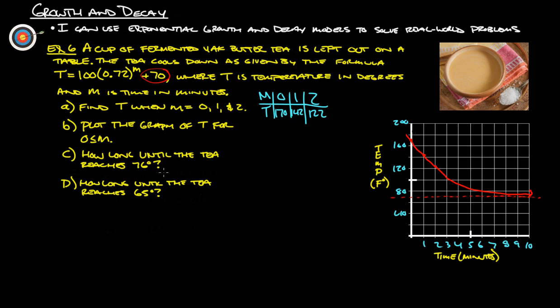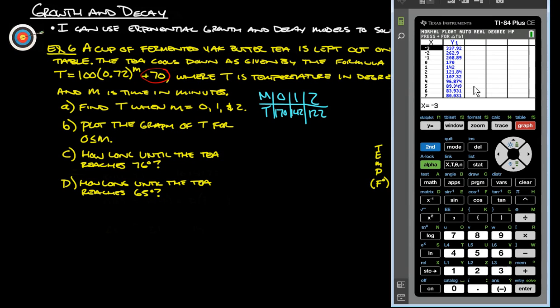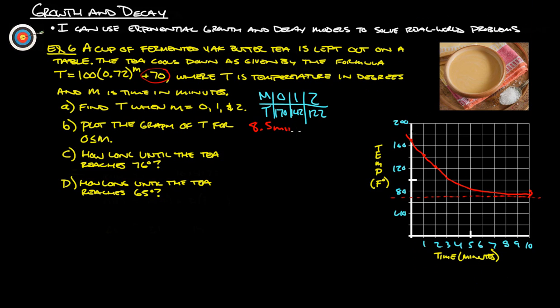Okay, how long until the T reaches 76 degrees? So we could use our graph to kind of estimate, or we can plug it in again as well. Or, let's see, another way we can do this here is just scroll down on our table until we get down to 76 for our Y value, right? Okay, so looks like it's around 8.5 minutes or so. It's between 8 and 9 minutes. So 8.5 minutes about, right? Now, you could actually plug it in.